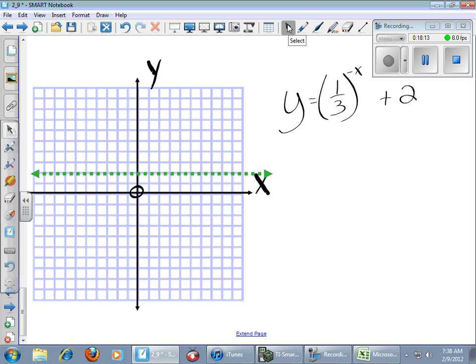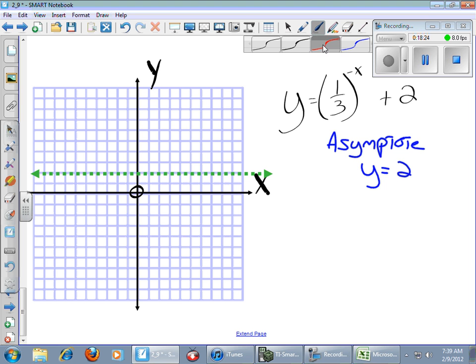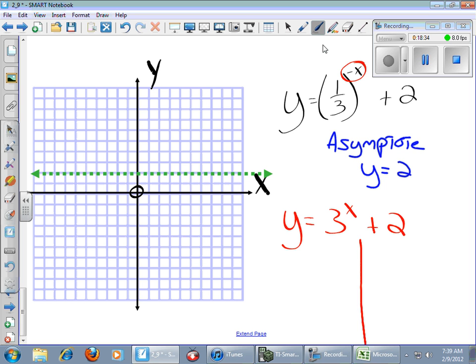Where did I get it from? The plus 2 on the end. So my asymptote is y equals 2. All right. Now, remember we talked about what this negative exponent means. It means to use the reciprocal. So I could rewrite this equation as 3 to the power x, plus 2. It might be easier to generate my t-table. I'm not going to use 3 in my t-table because when I go to plug in 3 for x, I'm going to get 27. Add 2, I'm going to get 29. It's not going to fit on my graph.